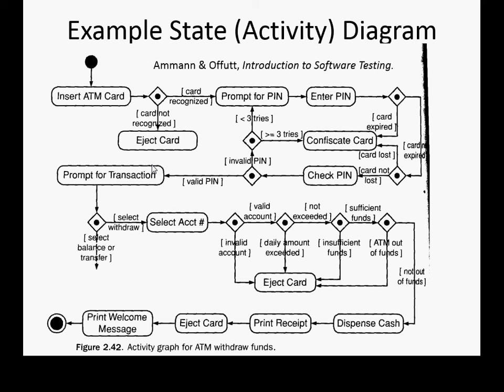If the card is not recognized, it ejects it. If it's recognized, it prompts you for the PIN. Puts up a screen asking you for the PIN, and then you enter the PIN. And if the card is expired, it may confiscate the card.